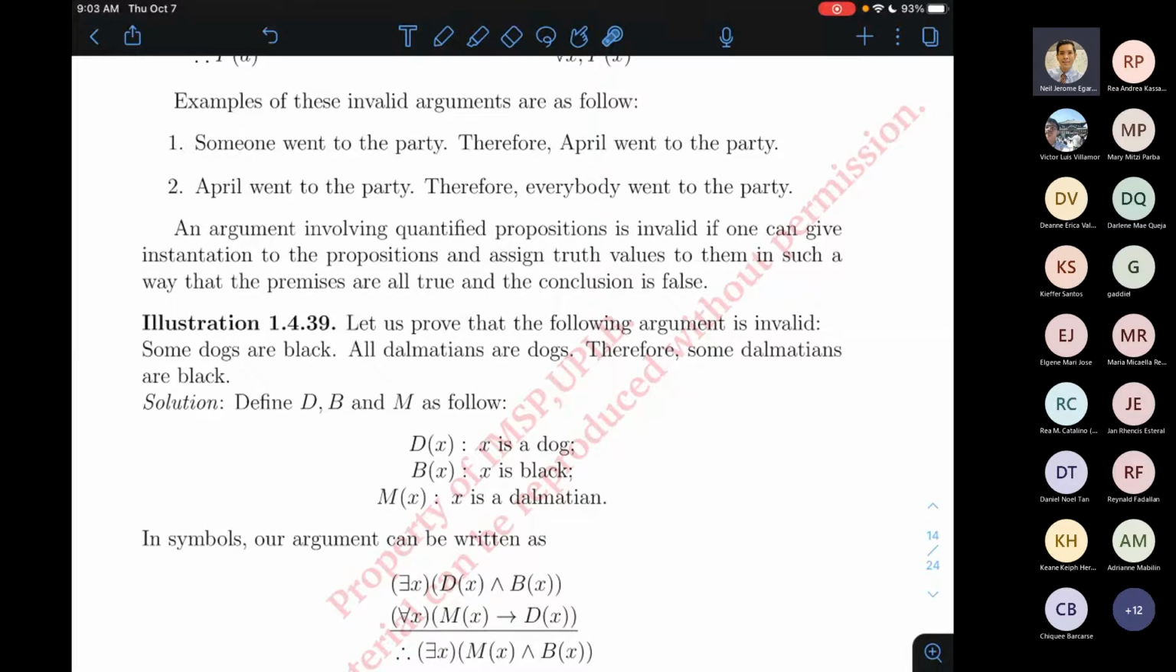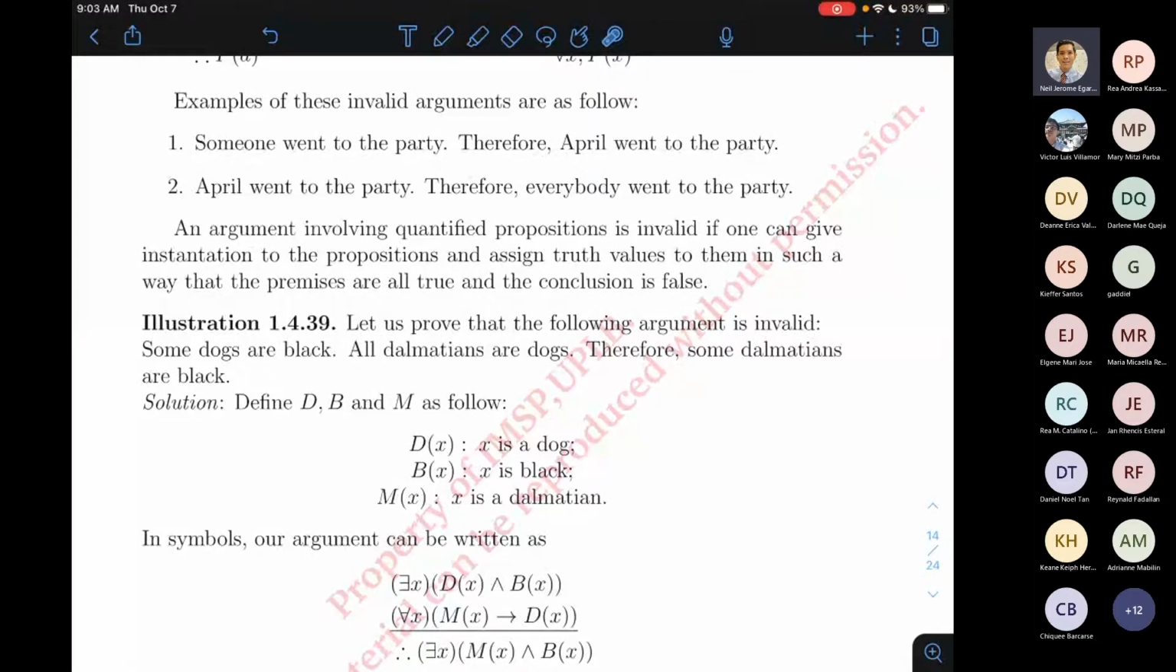Okay? So I guess that completes our discussion ng mga fallacious or erroneous arguments or reasoning whenever dealing with quantified propositions. Okay. Now we'll start talking about proving invalidity of quantified propositions.